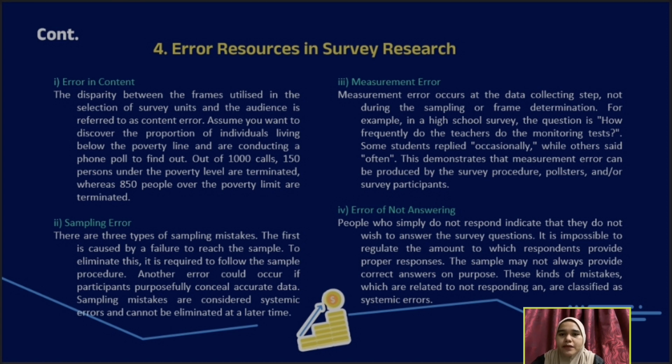Number 2, sampling error. There are 3 types of sampling mistakes. The first is caused by a failure to reach the sample.